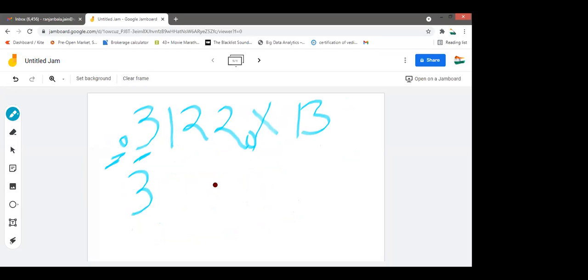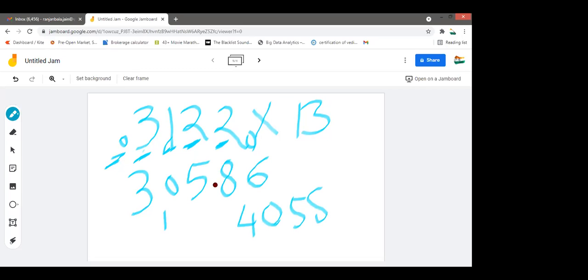All of you can write the answer in the chat box. 3 3s are 9 plus 1, 10. 3 1s are 3 plus 2, 5. 3 2s are 6 plus 2, 8. 3 2s are 6 plus 0, 6. So simple. These two are added together. So the answer will be 40586. So this is my final answer.